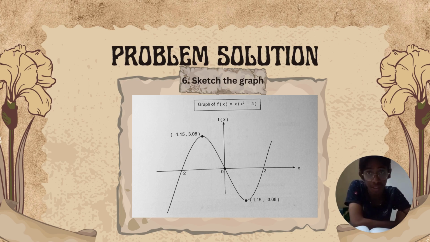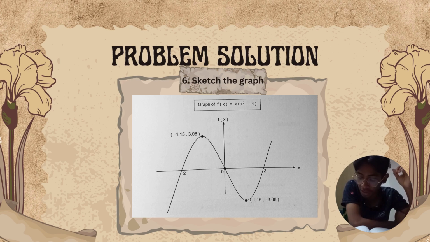The interval from negative infinity to negative 1.15 is increasing. And then it stops at negative 1.15. While from negative 1.15 to 1.15, the interval is going to be decreasing, so it's going to be downward. And for 1.15 to infinity, it's going to be increasing. It's going to be upward again.